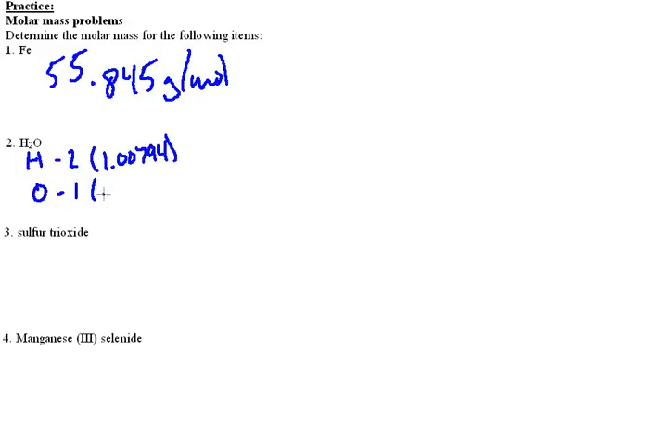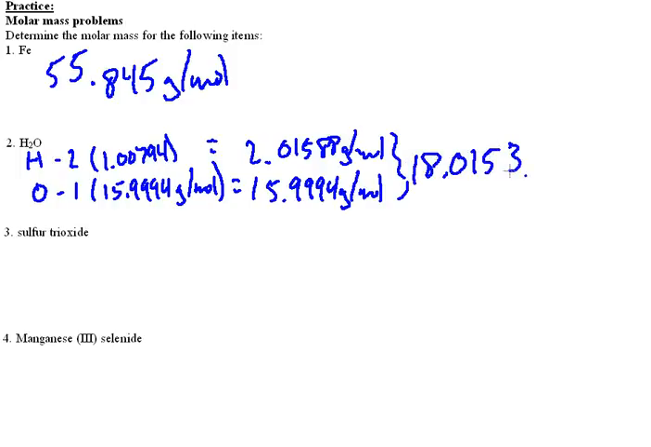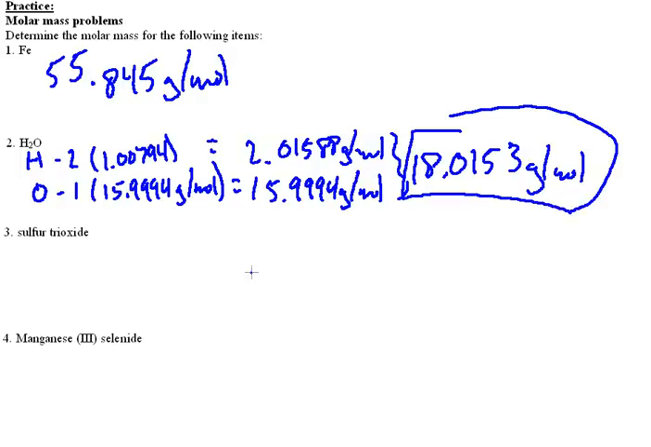Should have had units there, sorry about that. And an oxygen is 15.9994 grams per mole. If I do the math here, this should give me 2.01588 grams per mole for the hydrogens. And 1 times 15.9994 is just that number there. Now we'll just sum these up, and we end up with 18.0153 grams per mole for our molar mass for water.